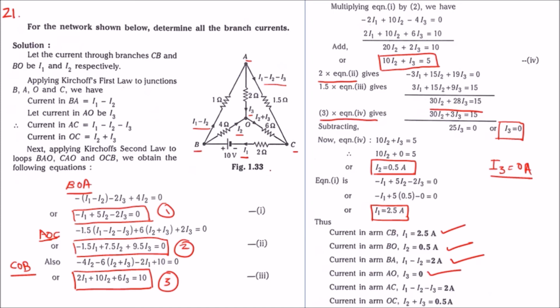Next is the AC branch current, that is I1 minus I2 minus I3. This will be 2.5 minus 0.5 minus 0, which is equal to 2 amps. Next, OC will be I2 plus I3, that is 0.5 plus 0, which is 0.5 amps. This is how we find the branch currents of this given figure.